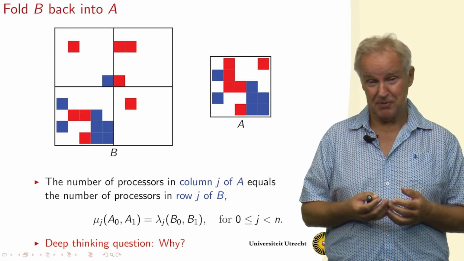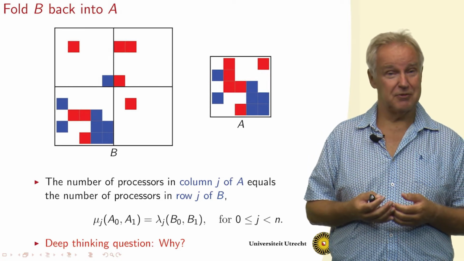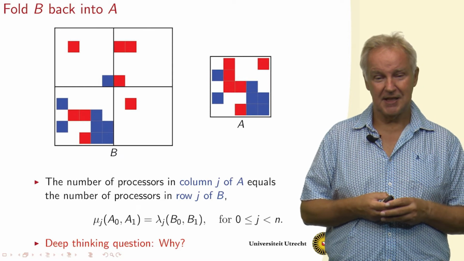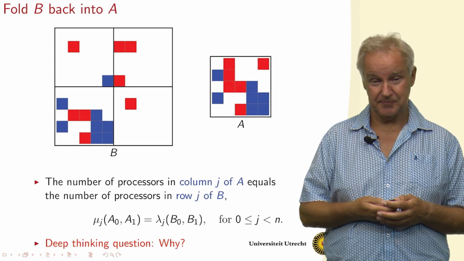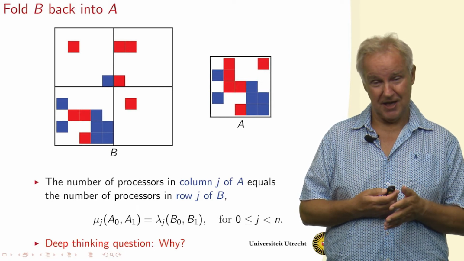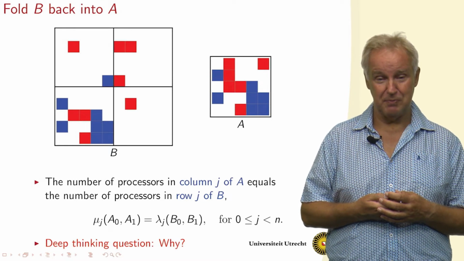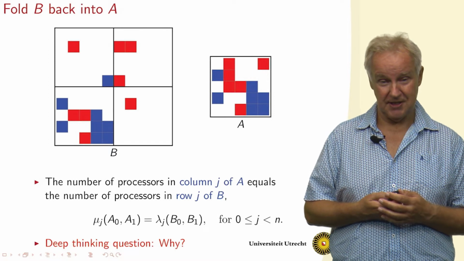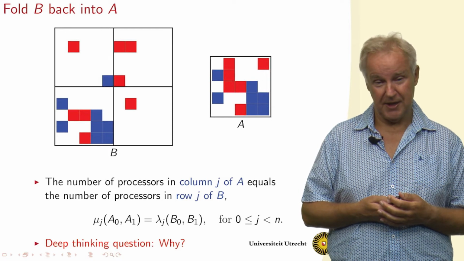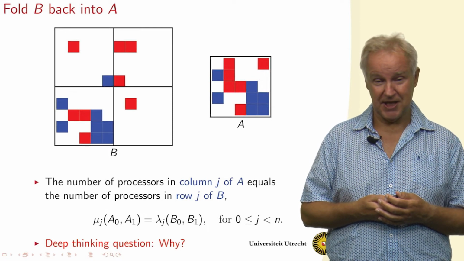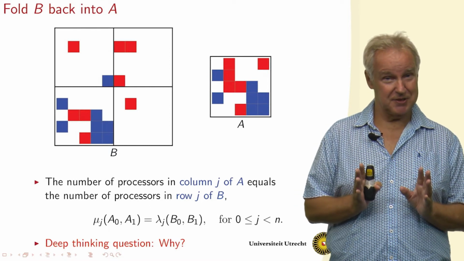And there's a nice property which says that basically communication volume is preserved. And here we say that the number of processors in column J of A, that's our final output, equals the number of processors in row J of B. So expressed in the formula, if we take mu J of A0, A1, we get that it is lambda J of B0, B1.